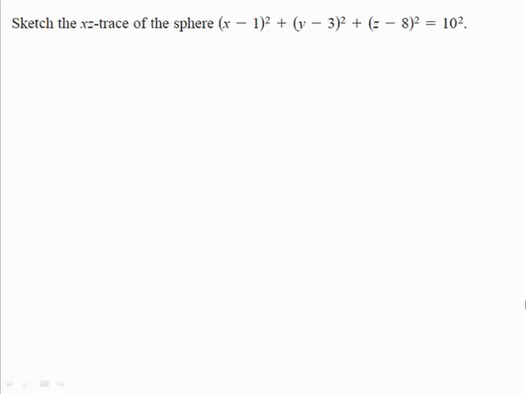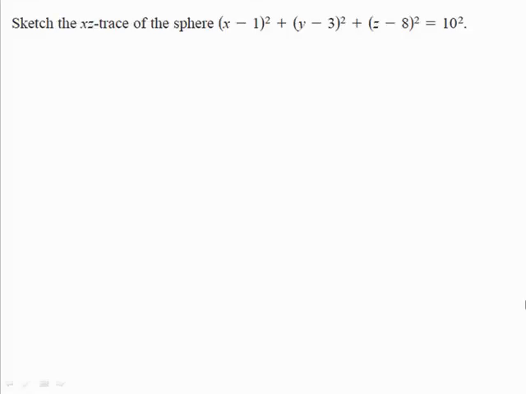Sketch the xz trace of the sphere. The quantity x minus 1 squared plus the quantity y minus 3 squared plus the quantity z minus 8 squared is equal to 10 squared. To find the xz trace of this surface, use the fact that every point in the xz plane has a y-coordinate of 0. By substituting y equals 0 into the original equation, the resulting equation will represent the intersection of the surface with the xz plane.